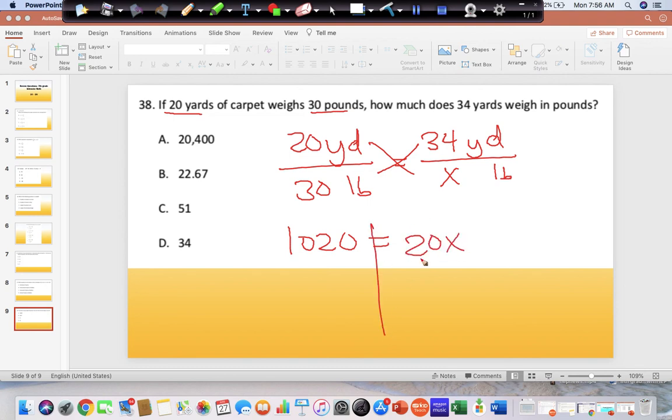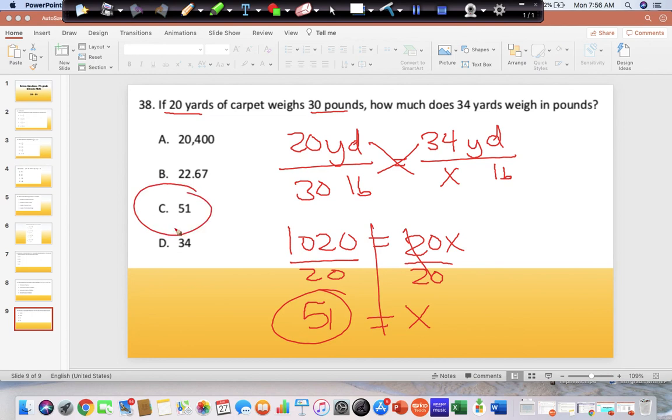And to solve that, we need to divide both sides by 20. This cancels because 20 divided by 20 is 1, and 1 times x is x. And then 1,020 divided by 20 gives us 51. So our answer here is 51 pounds.